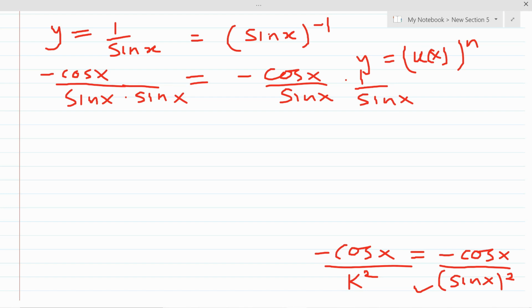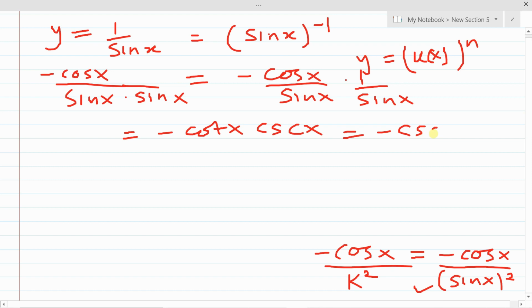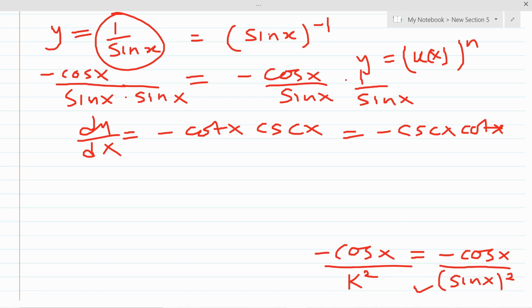Now what is cos x over sin x? Cotangent. And what is 1 over sin x? The same as cosec. So this is the same as negative cotangent of x cosec x, which is the same as negative cosec x cotangent of x. Multiplication is commutative anyhow you write it. So this is the derivative of 1 over sin x, that is dy/dx is equal to that. Alright, what if the function here is not x but is, let's say, something else?